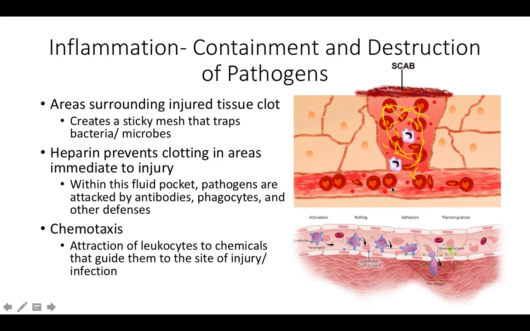And then finally down here we see chemotaxis, which is just the attraction of leukocytes or white blood cells to different chemicals that guide them to the site of injury. So I think when we talked about basophils, we talked about how they secrete different factors that attract neutrophils or other white blood cells that are really important, like eosinophils, to a site of infection. Okay, so that's how we contain and destroy pathogens.